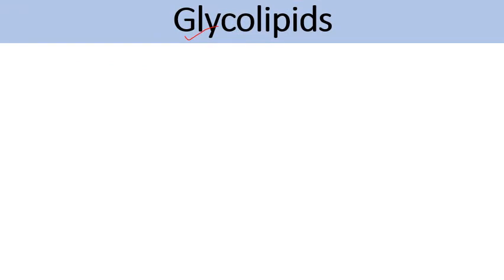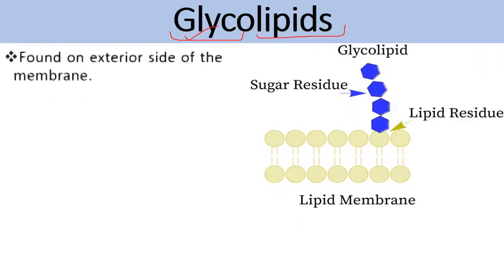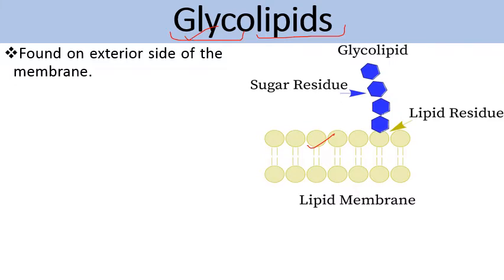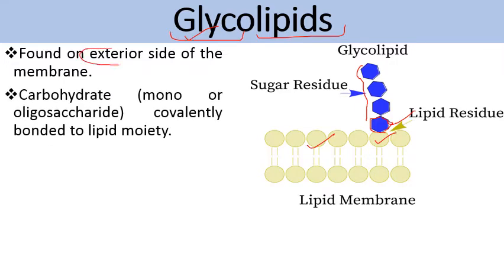As the name indicates, glyco means sugar, and lipids means fats. So it contains sugars which are attached to the lipids with the help of covalent bonds. So this is the lipid bilayer, and these sugars are attached to it. They may be a single sugar group or a few sugar groups. Oligosaccharides can also be present, and monosaccharides too, which are joined with lipids with the help of covalent bonds. They are found on the exterior side of the membrane.